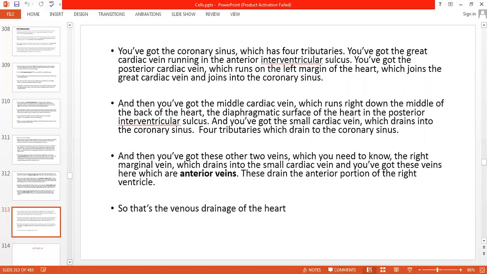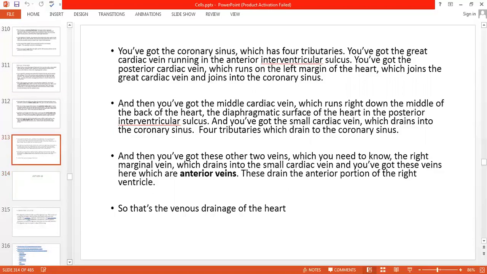So that is the venous drainage of the heart. This is all about this lecture on the cardiovascular system, the heart, how it functions, and the structure of the heart and the arrangement of the blood. We have discussed the pulmonary circulation, the systemic circulation, and the structure of the heart.